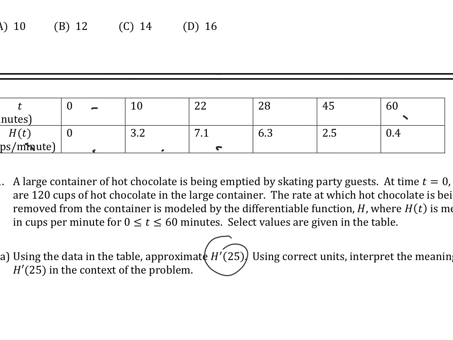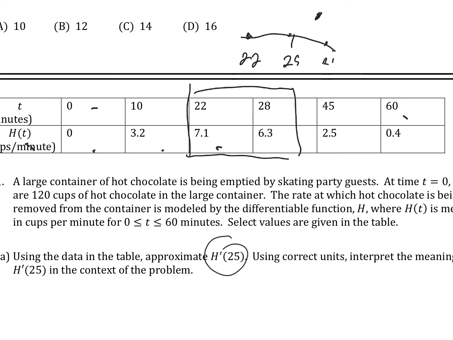H prime of 25 is not in the table. So I'm going to have to approximate it using the endpoints where 25 would be. Here's 25. We know 22, and we know 28. Either way, we don't know at 25. So I'll use the secant line between those 2 points to approximate the slope at 25.